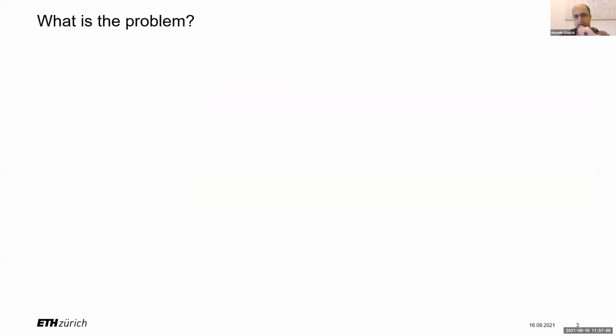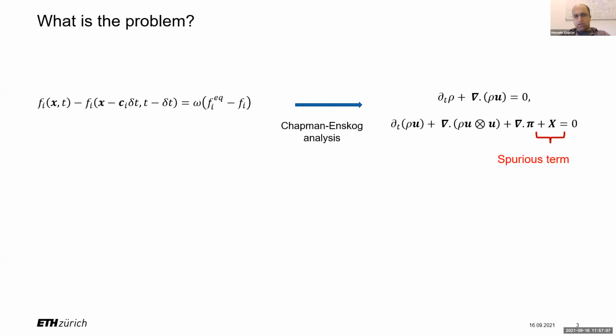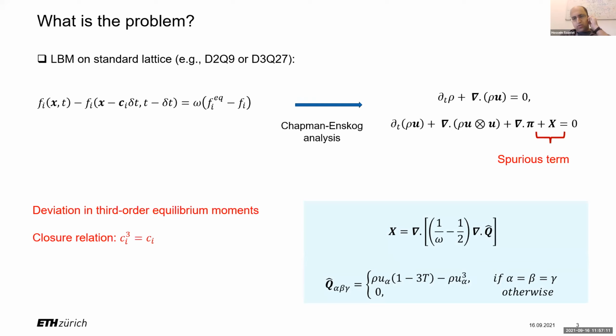So the question that arises is where this problem is coming from and what is the source of this limitation and all these challenges. In order to answer that question, we can have a look at the simple lattice Boltzmann equation with the BGK collision term on standard lattices. By standard lattices, I mean, for example, the D2Q9 lattice in 2D or the D3Q27 lattice model in 3 dimensions.